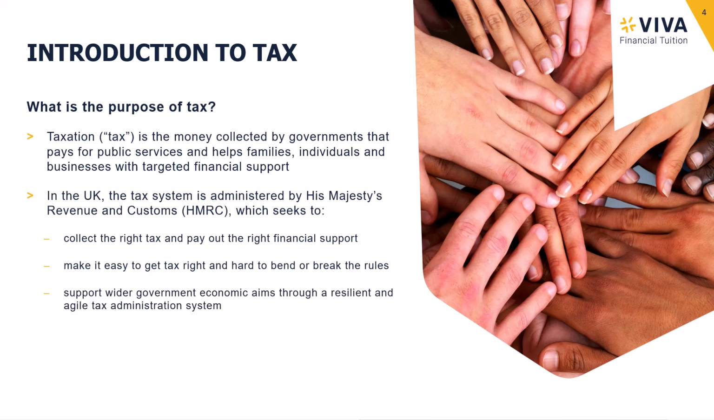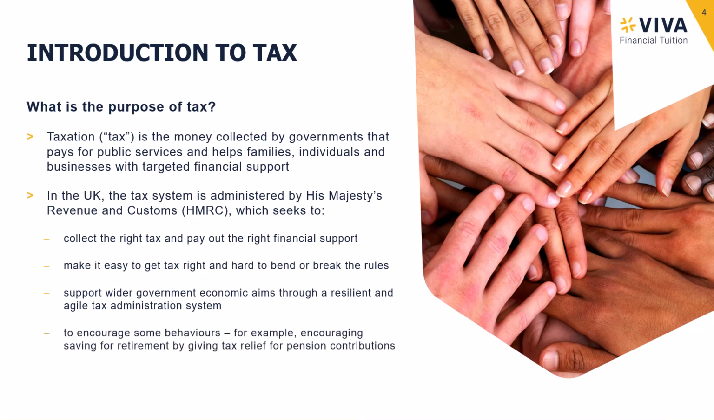The tax system is also designed to make sure that it can help deliver the government's wider economic aims. And in order to do that, the system has to be resilient and agile. Tax is also used to drive behaviour. So for example, tax can be used to encourage positive behaviours. One example that we'll see in this course is tax relief for pension contributions. So this is designed to encourage people to make pension contributions and encourage that desirable behaviour of longer term saving to help individuals fund their retirement.